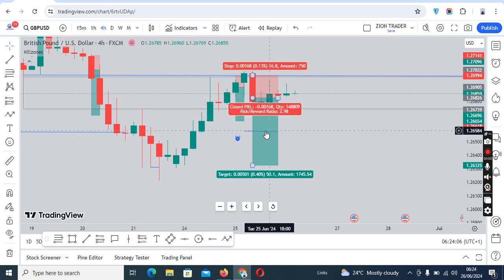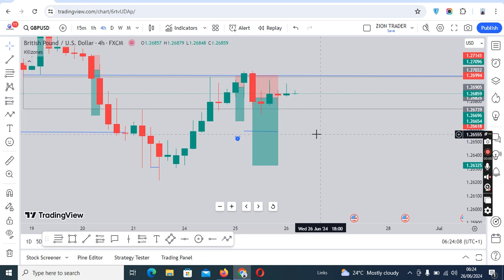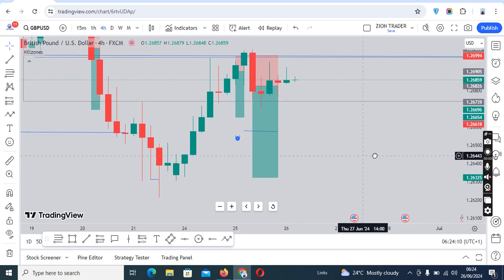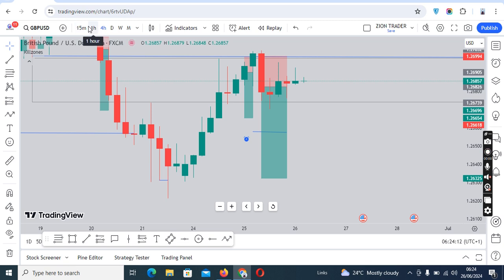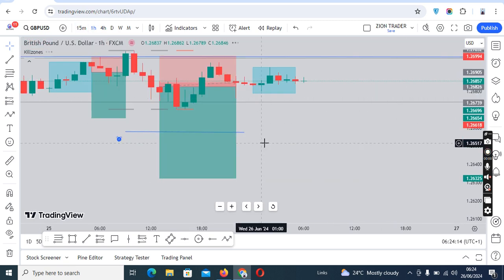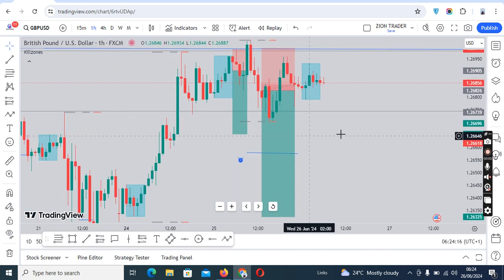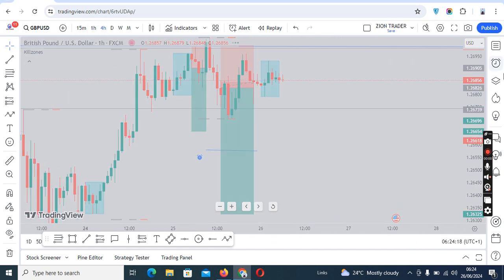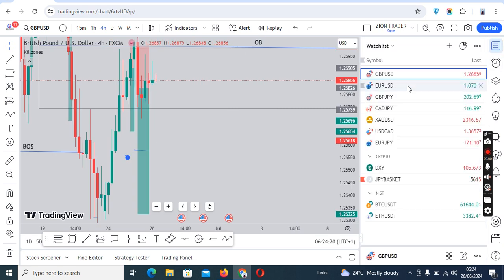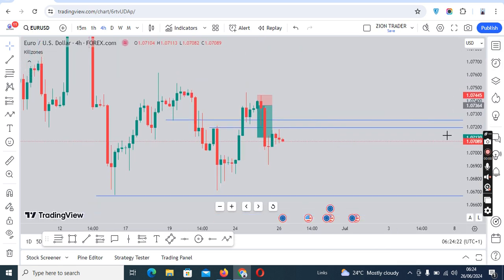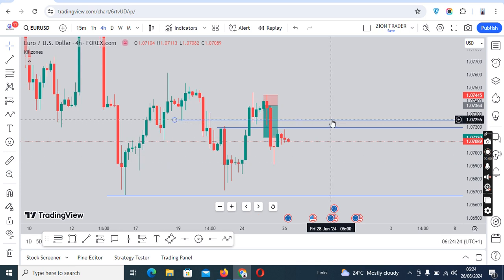I don't know what price is going to do, but whatever price does, I'm on it, right? So it's either it stops me out or it goes my direction. So there's actually nothing here. I'll just have to go to EURUSD because the EURUSD chart is cleaner right now.